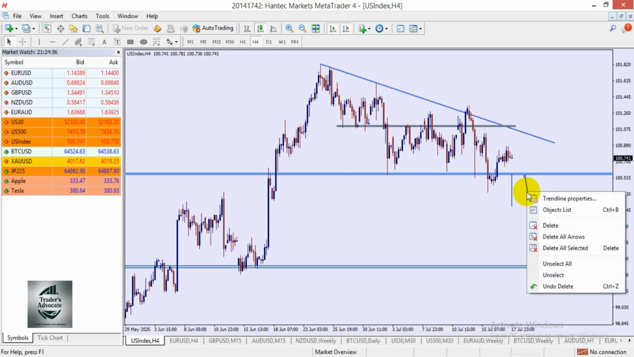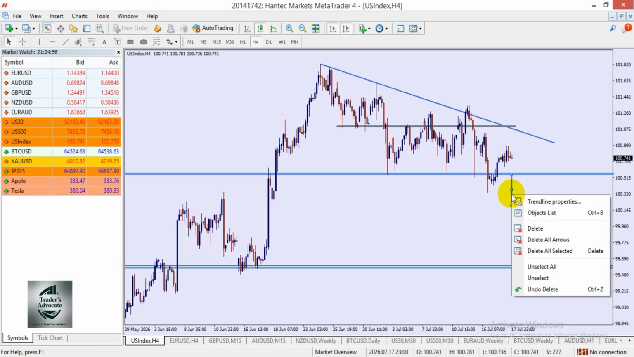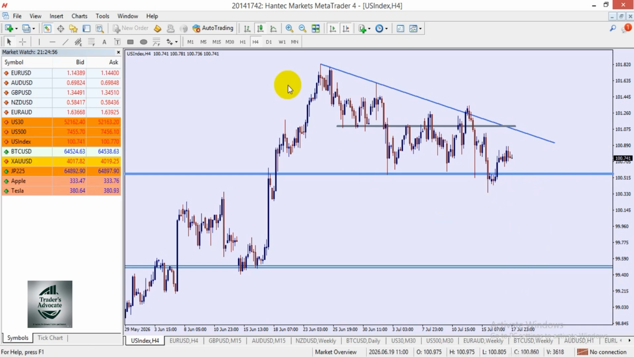We react to what the market is saying. We don't force the hands of the market. If the market wants to sell, we will be looking for selling positions to the downside. If the market wants to buy, we will be looking for buying positions to the upside.